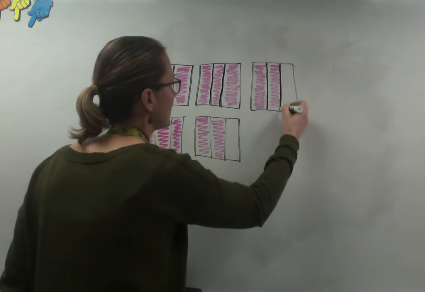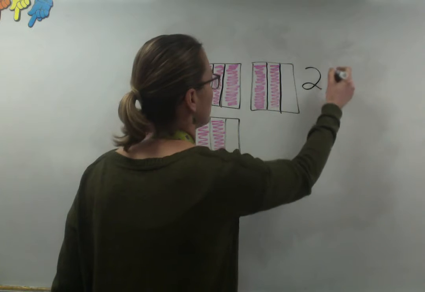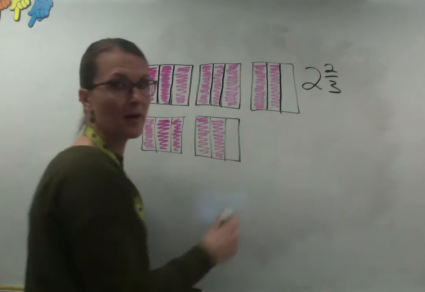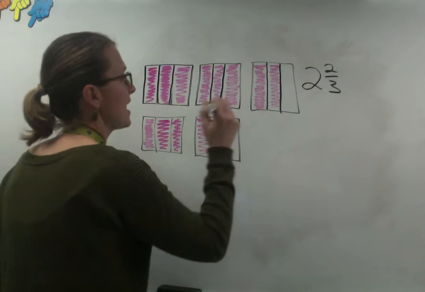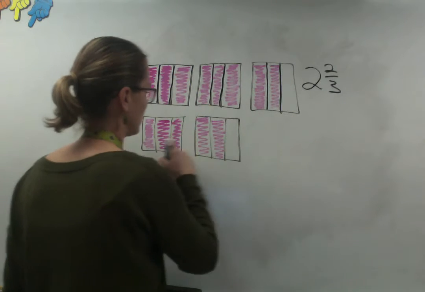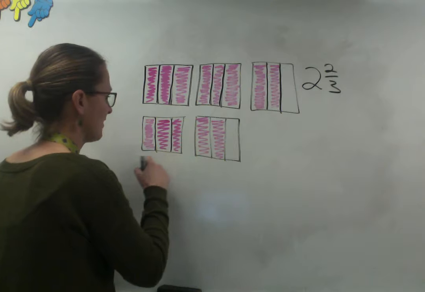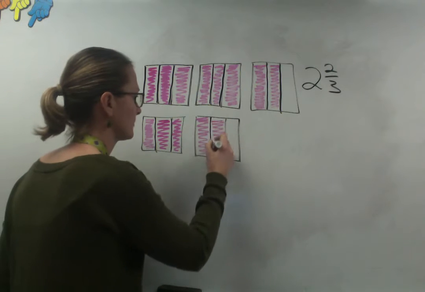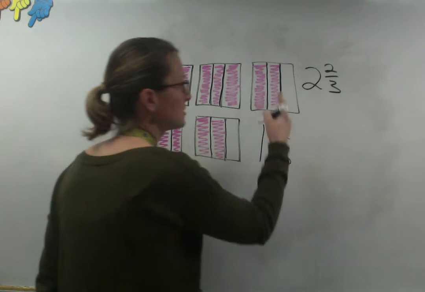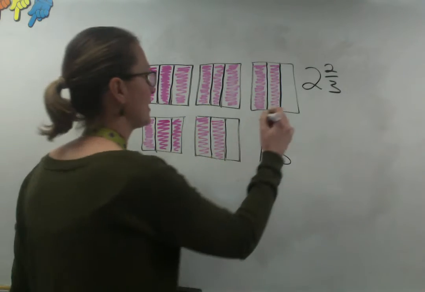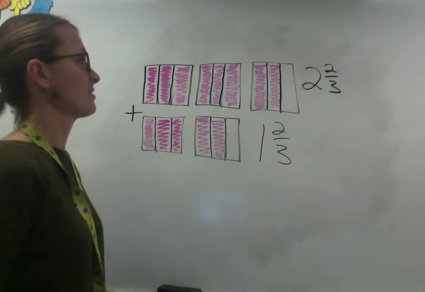So what I have here is 2 wholes and 2 thirds. So that is my mixed number. That's what this represents right here, 2 and 2 thirds. And I'm going to add to that 2 and 2 thirds this amount here. So this amount here, I have 1 whole plus another 2 thirds. So I have 1 and 2 thirds. So I have to add 2 and 2 thirds to 1 and 2 thirds and see what my total amount is.